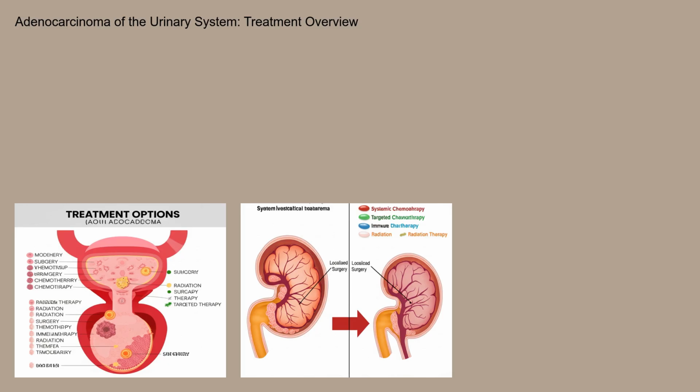Treatment for adenocarcinoma of the urinary system depends on the stage of the disease, the patient's overall health, and the specific type of cancer. Surgical removal of the tumor is often the primary treatment option for localized disease. This may involve a partial or radical nephrectomy for kidney cancer, or a partial or radical cystectomy for bladder cancer. Radiation therapy and chemotherapy may be used to kill cancer cells, shrink tumors, or prevent recurrence. Immunotherapy, which boosts the body's immune system to fight cancer, is also an option for some patients. Targeted therapies, which specifically target cancer cells with certain genetic mutations, are another emerging treatment approach.